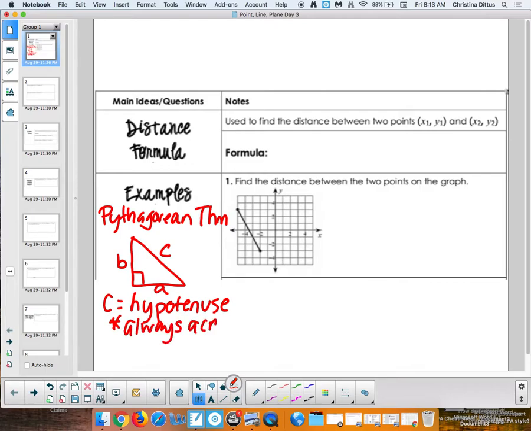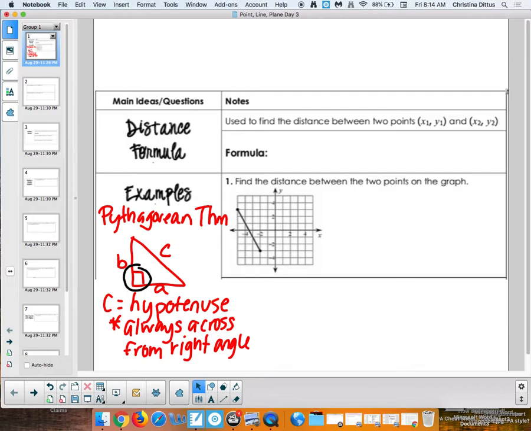A hypotenuse is always across from your right angle, from our little box thing. That's not right box. Let's write out right angle. This thing right here. Sometimes I like to think of it as the only side that's not touching the right angle. So like A and B touch the right angle, C doesn't. Okay.